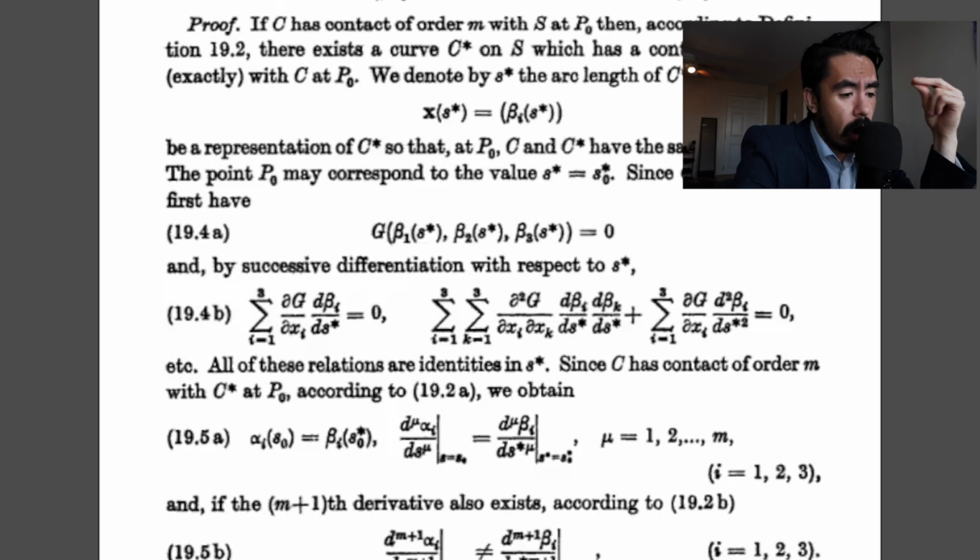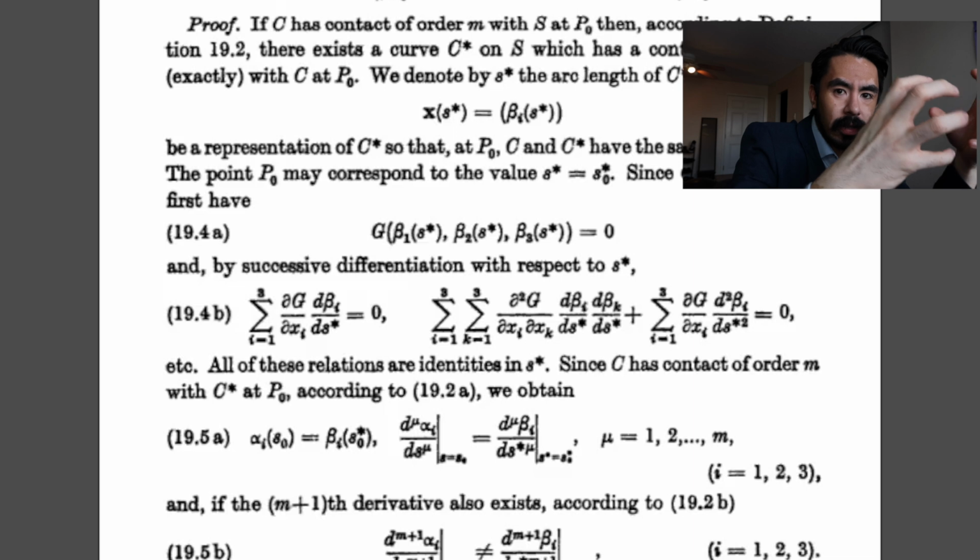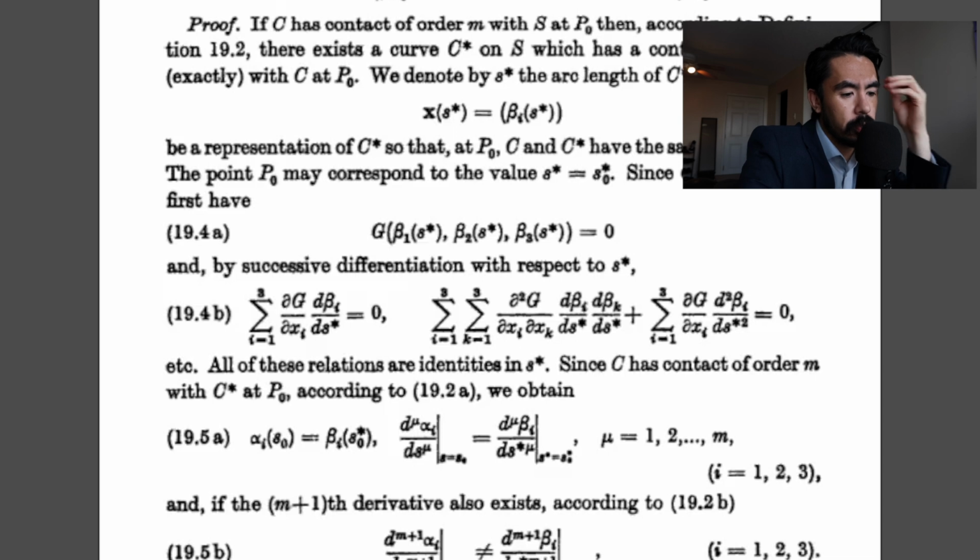Why do we care? All of these relations are identities in the arc length S star. So we're going to use these identities to compute the definition of contact that we're trying to expand out to not just be between two curves, but between a curve and a surface, right? So that's what we're doing here. And we're using the chain rule higher order derivatives to compute that.